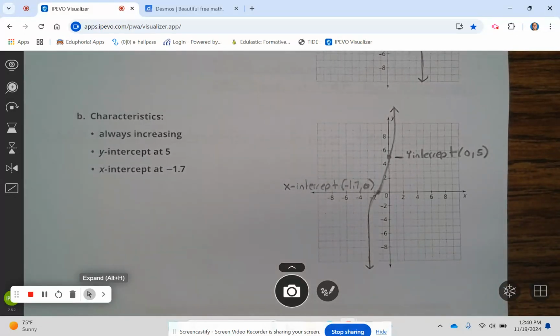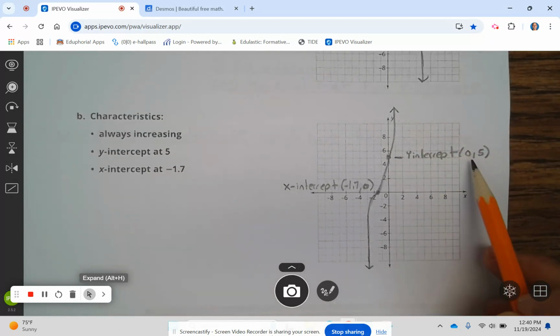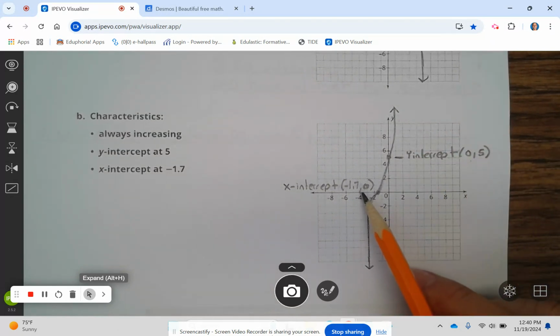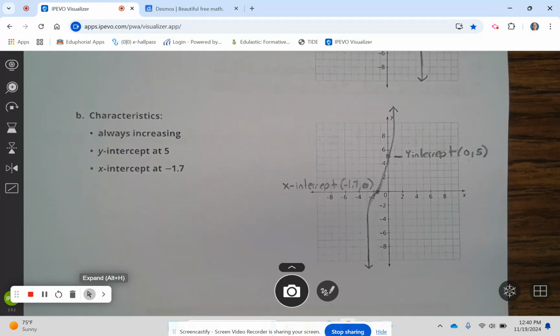Okay, B, characteristics, always increasing. It's always increasing. We have a y-intercept at 0, 5, and an x-intercept at negative 1.7, 0. All right, let's take a look at the next page.